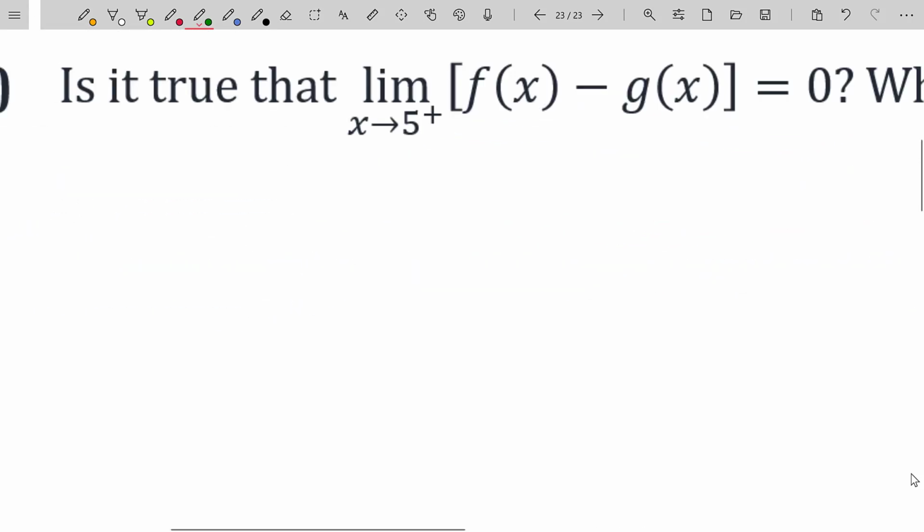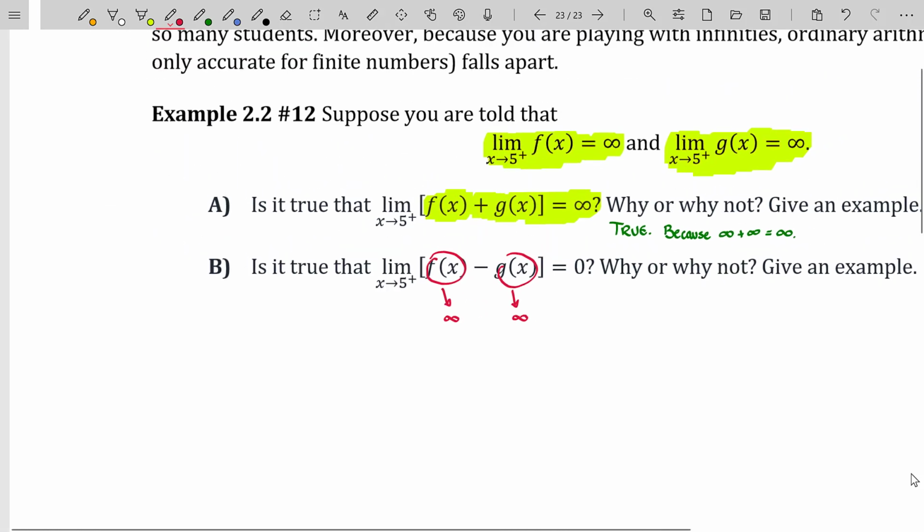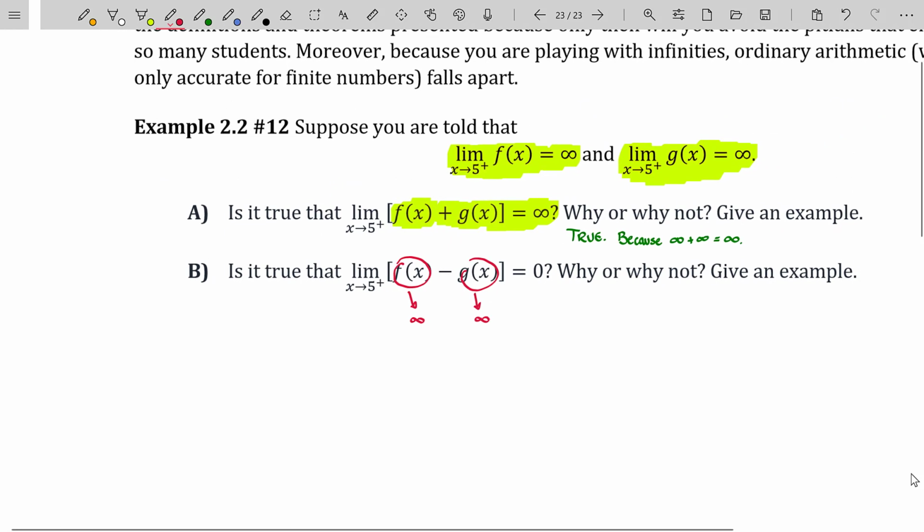Is it true that the limit as x approaches 5 from the right of f of x minus g of x is equal to 0? Remember, f of x is approaching infinity. g of x is approaching infinity. Is it true that infinity minus infinity is 0? So this is something that I want you to think about. Pause the video and just think about that for a moment. Is it true that infinity minus infinity has to be 0?